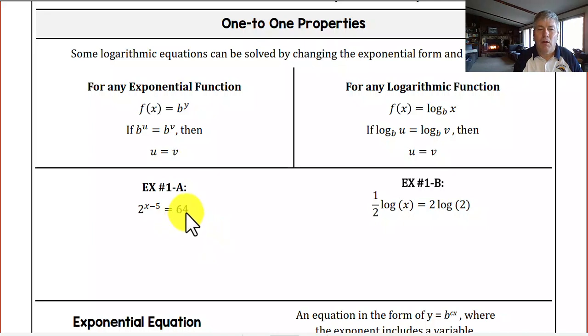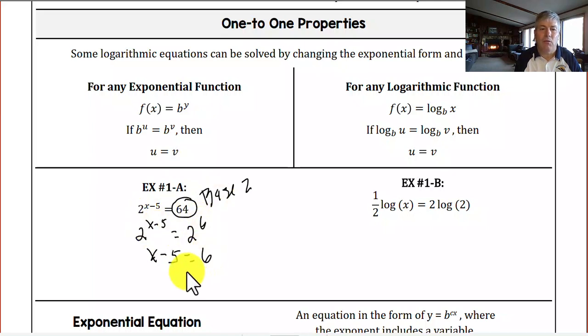So here's an example of solving an exponential equation using the one-to-one properties. But we don't have the same base here with 2 and 64. But 64 can be rewritten to get this into base 2. So we have 2 raised to the x minus 5 equals 2 to the 6th power. Now that our bases are the same, we can simply say x minus 5 has got to equal 6. The exponent on the left has to equal the exponent on the right. And we solve for x, and we get x equals 11.